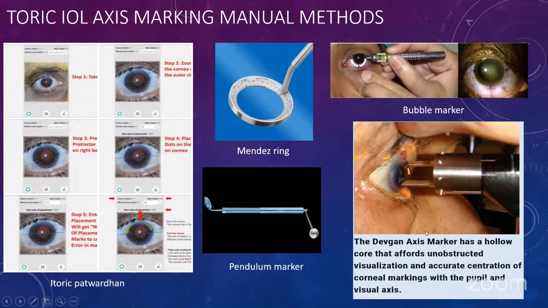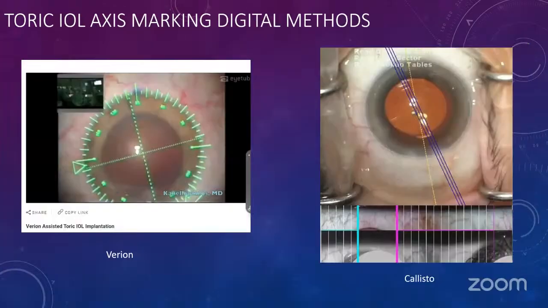The Devgan axis marker, basically it is a hollow core. It is to be mounted on an applanation tonometer, and it is a hollow core that affords unobstructed visualization and accurate centration of the corneal markings with the pupil and visual axis. However, in this method also, if the patient sits tilted or he moves his head, it can be wrong also.